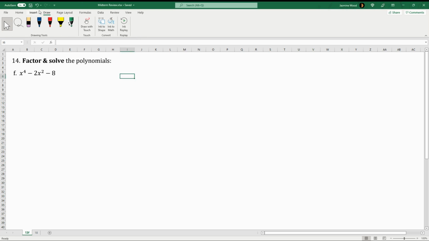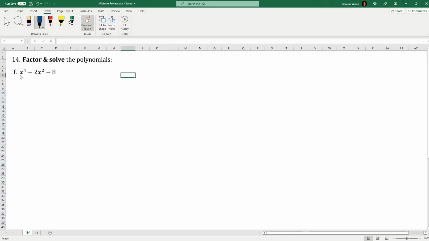Okay, so this question is asking to factor and solve this polynomial right here. We have x to the fourth minus 2x squared minus 8. Okay, so essentially the way to think about this type of problem is, I'm going to actually rewrite it like so.